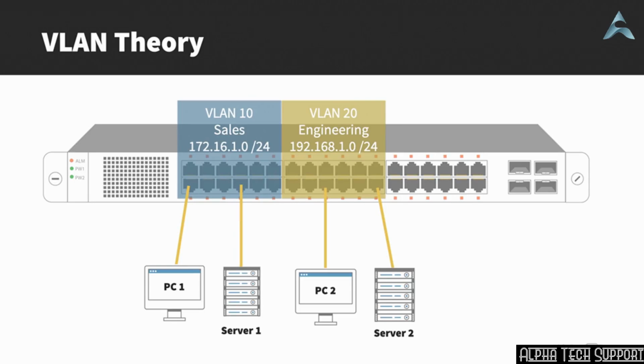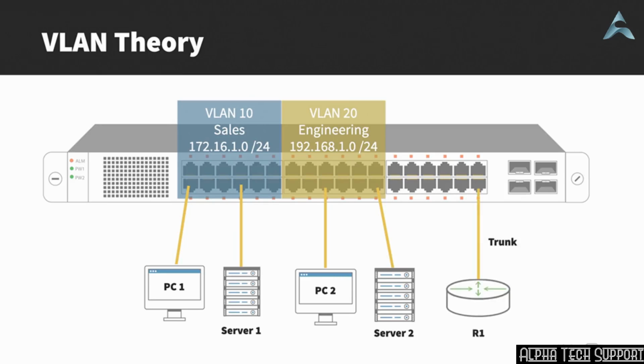And PC2 and server 2, they're in the engineering VLAN. That's a separate broadcast domain with a separate subnet of 192.168.1.0/24. And PC2 can communicate directly with server 2. However, devices in the sales VLAN cannot communicate with devices in the engineering VLAN because they're in different subnets. If this is truly a layer 2 Ethernet switch, then the only way we're going to be able to get traffic from one VLAN to another VLAN is to connect to an external router.